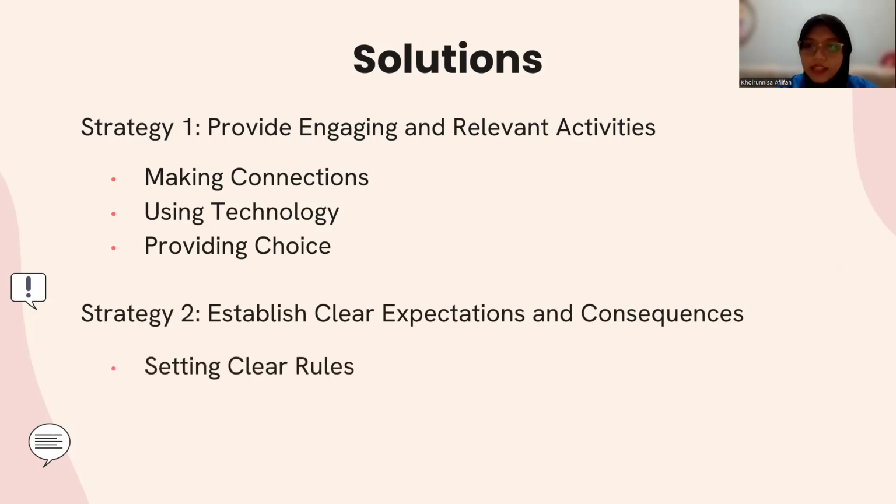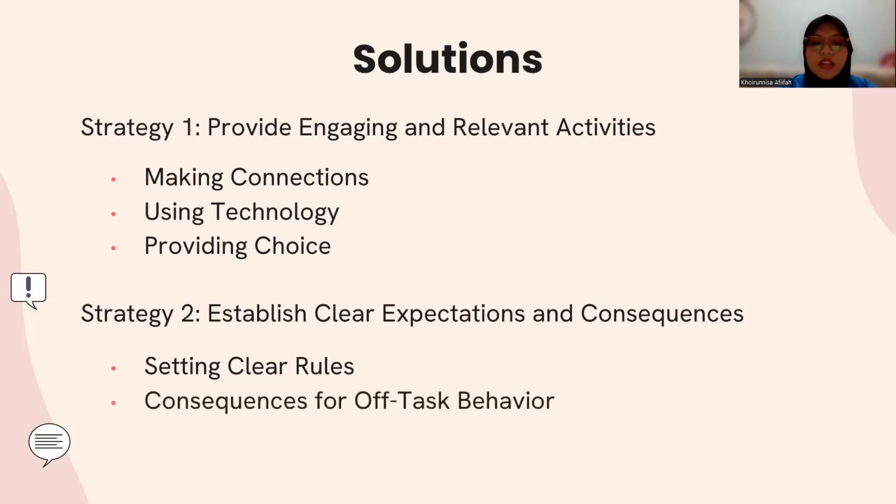So, communicating classroom rules and expectations to students, ensuring they understand what is expected of them. Then establishing consequences for off-task behavior, such as losing privileges or having to complete extra work, can help students understand the importance of staying focused. And then providing positive reinforcement for on-task behavior, such as verbal praise or rewards, can encourage students to stay focused and engaged.